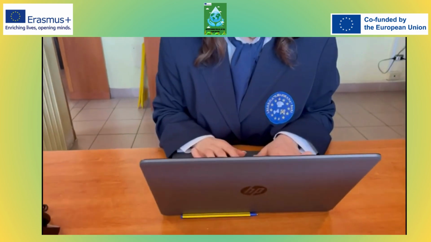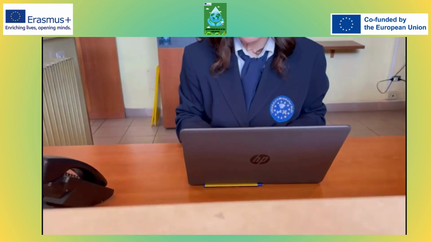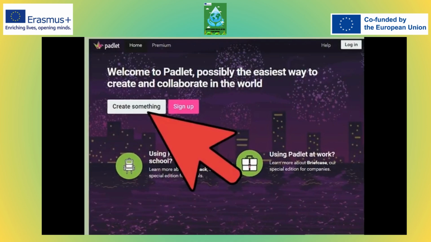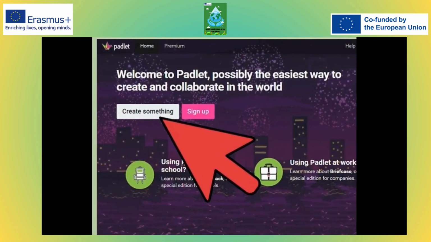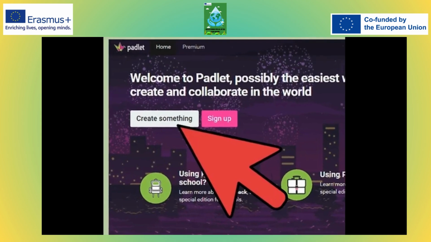1. Go to padlet.com. Click the button that says Create something or Make a wall. You will be sent to your own wall with a unique link.